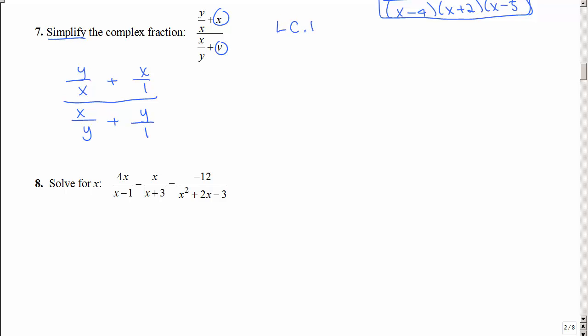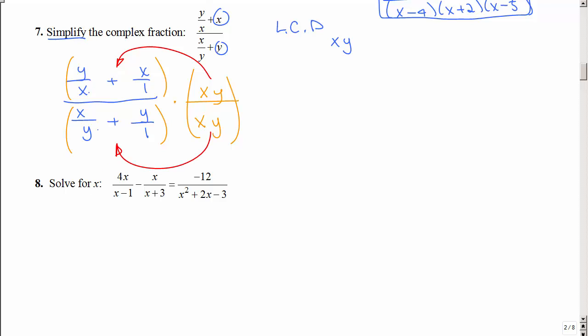Now I need to find the least common denominator out of the whole big picture. Well, really, I have an x, a y, and a 1. So the LCD is xy. So I'm going to multiply the numerator and the denominator by the LCD, and that's really multiplying by 1. So I'm going to distribute it to the top and bottom.